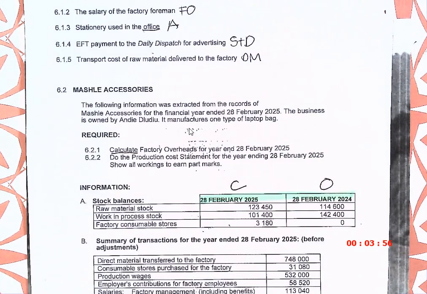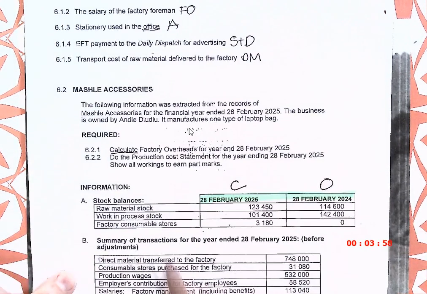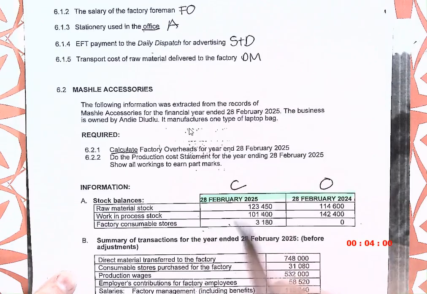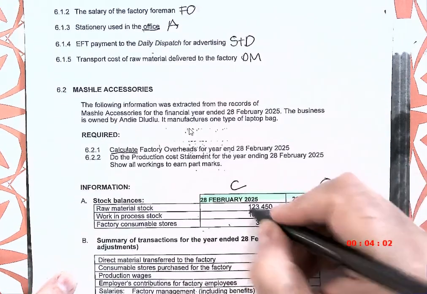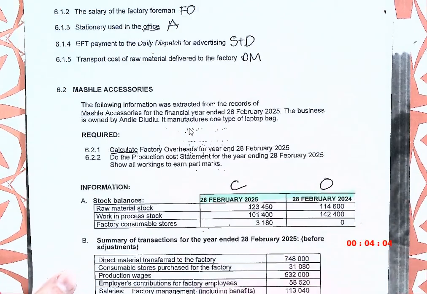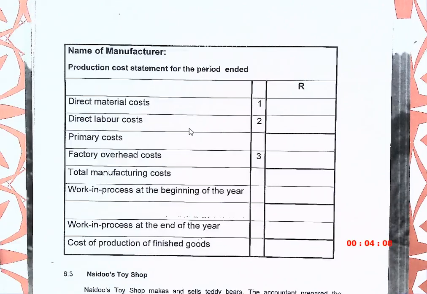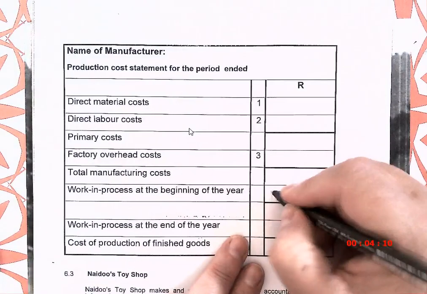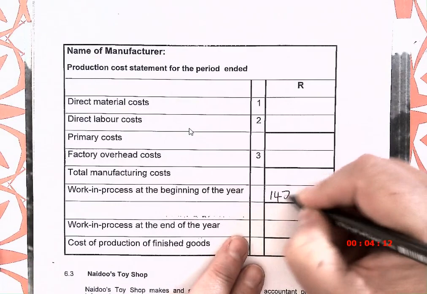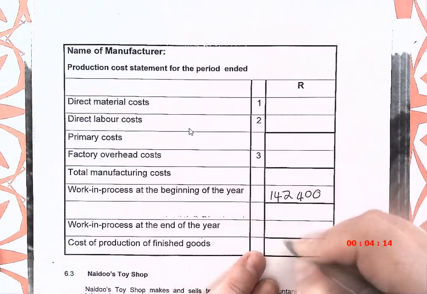Okay. So now they say raw material stock. So this is my opening stock and this is my closing stock. Work in process, opening, closing, but I do a production cost so I can go put in the opening and the closing.